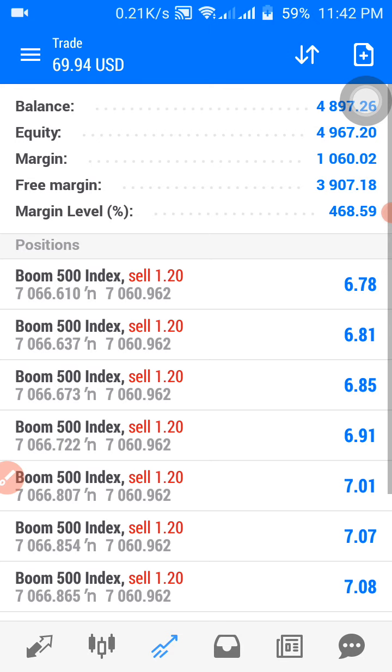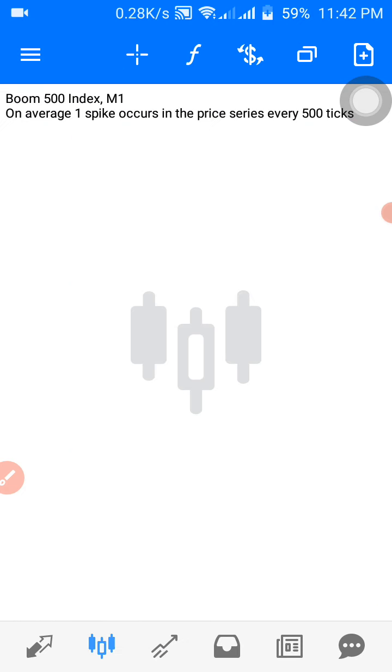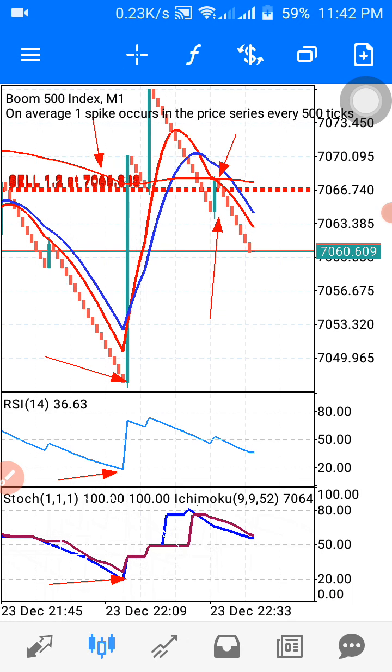So now if I go here, you can see we have a lot of positions that are running, which is telling us that the strategy is working perfectly. So this is how you can swing with the strategy.